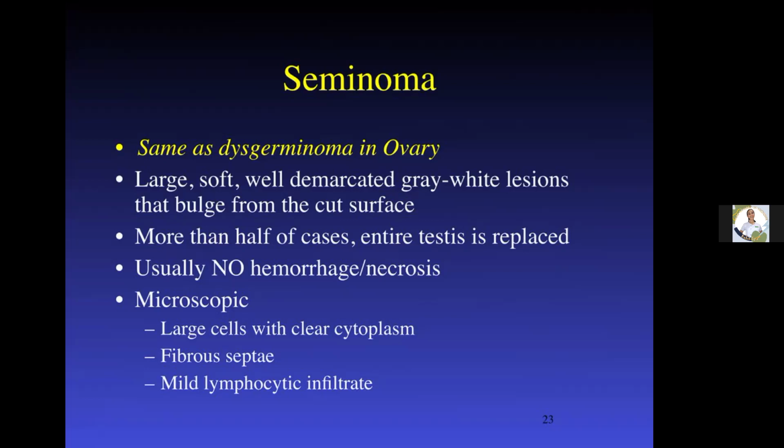Under the microscope, you can see large cells with clear cytoplasm, and they form nests, and they are separated by fibrous septae. And these fibrous septae are infiltrated by lymphocytes. So if you see nests of large cells with clear cytoplasm segregated into a nodular pattern by fibrous septae, which is infiltrated by lymphocytes, that is your seminoma.